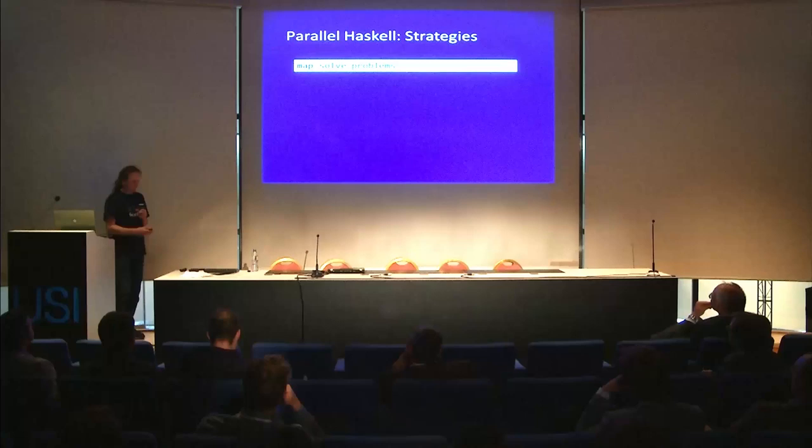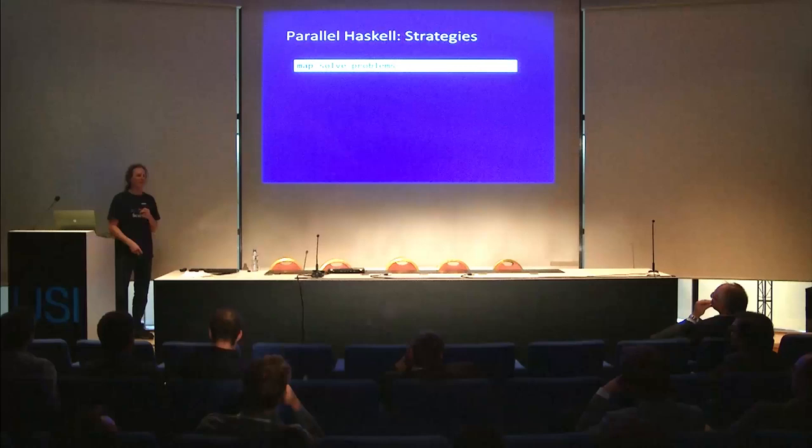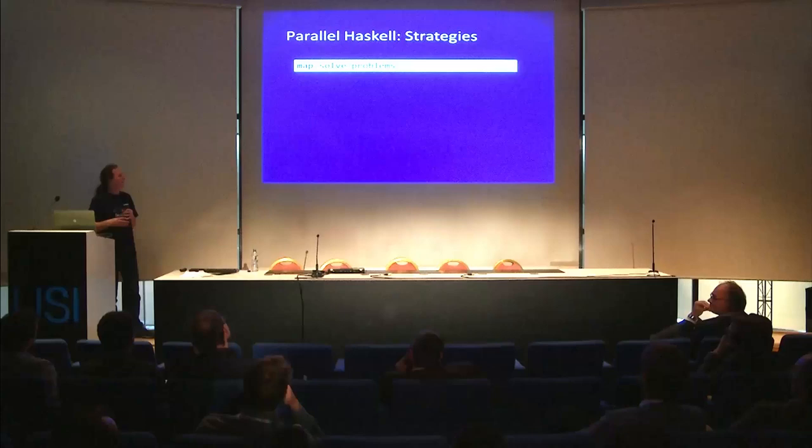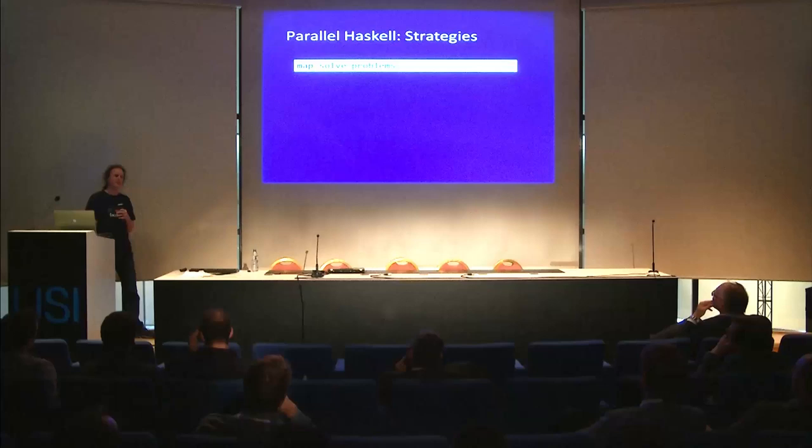One of the programming models that we have for doing parallel programming in Haskell is called strategies. Here is a fragment from a program that I often use as an example. This program happens to do solving of Sudoku problems. It takes a list of problems as an input, and it runs a function called solve over each of those problems in the list and produces the results.